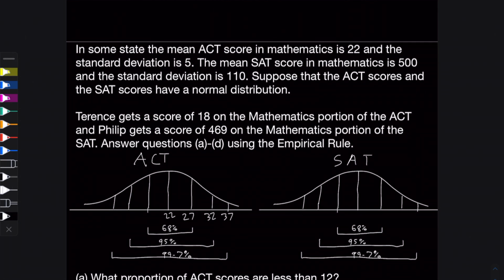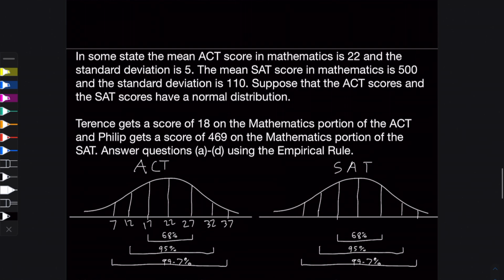And then to go to the left of the mean, what we would do is we would subtract the standard deviation. So 22 minus 5 is 17, and then 17 minus 5 is 12, and then a 7 there. So now we've fully made out our ACT graph, and so that means that anything between 17 and 27 is going to be 68%, between 12 and 32 is going to be 95%, and then between 7 and 37 is going to be 99.7% of all of our data.